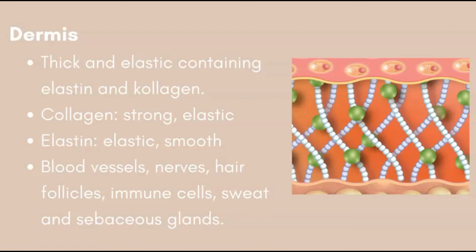Collagen gives the skin elasticity and structure, and elastin makes the skin smooth and elastic. In the dermis are also blood vessels, nerves, hair follicles, immune cells, sweat and sebaceous glands located. The blood vessels transport oxygen to the skin and remove waste products that need to be cleared from the body.